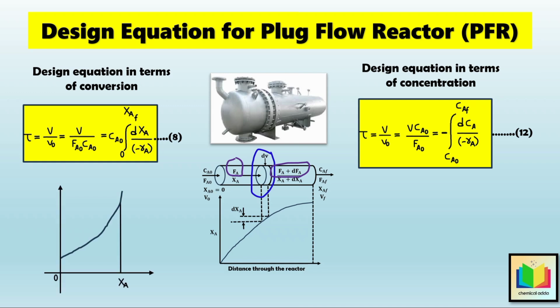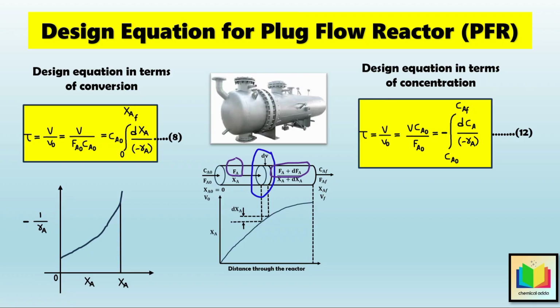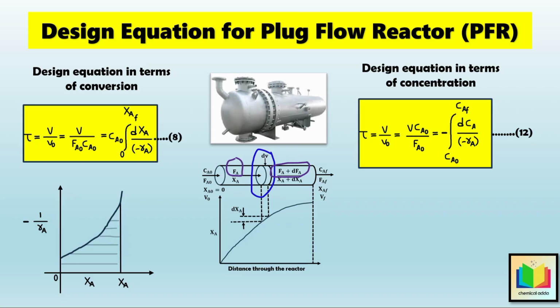In the first graph, on the y-axis we have minus 1 by Ra, which represents the inverse of the reaction rate, and on the x-axis, we have the conversion of reactant A, Xa. The curve shows how the reaction rate changes with conversion. As conversion increases, the rate generally decreases, so the value of minus 1 by Ra increases, and hence the curve moves upward. Now, according to our derived equation number 8, the area under this curve represents the reactor volume per unit molar feed rate. So, the shaded region gives the area under the curve between Xa is equal to 0 and Xa is equal to Xaf, and represents V by Fa0, that is, the reactor volume per unit molar feed rate.